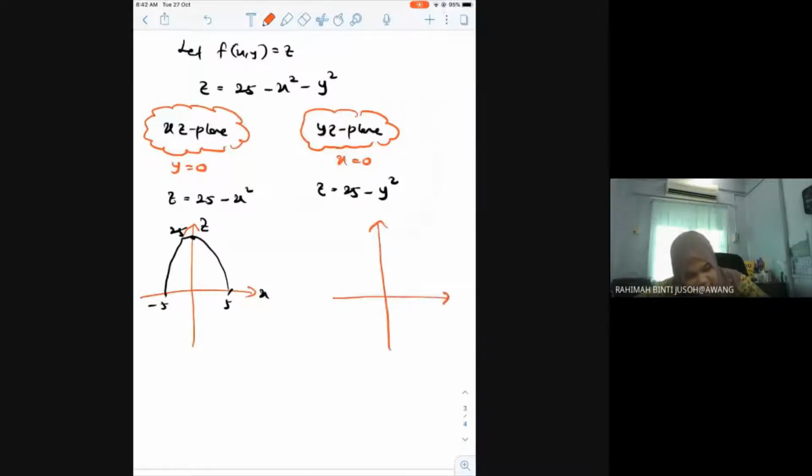Okay guys, saya pesan apa tadi? Yang menegak mestilah sentiasa paksi. Ni, apa? Very good. So z as is, right. And the horizontal line here should be y. So now z equals to 25 minus y squared. So again, something looks like this. All right, here's 25 and right here is negative 5, right here is 5.